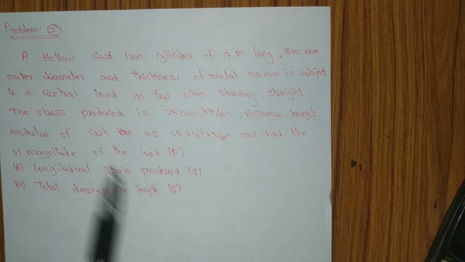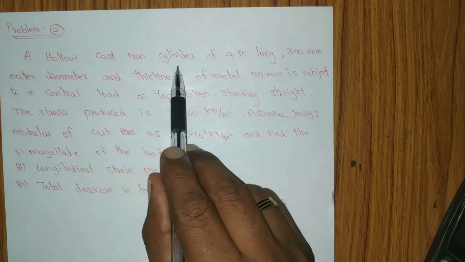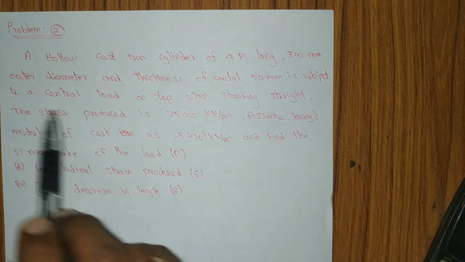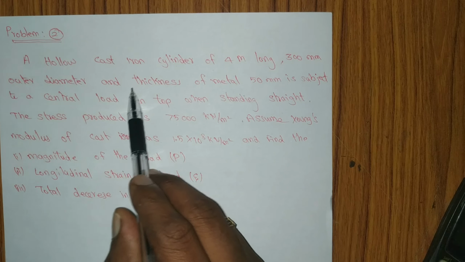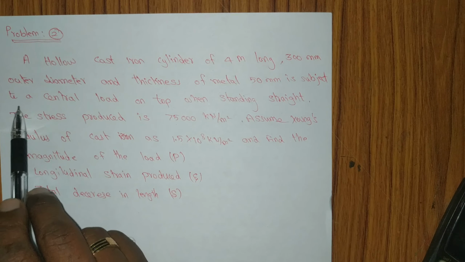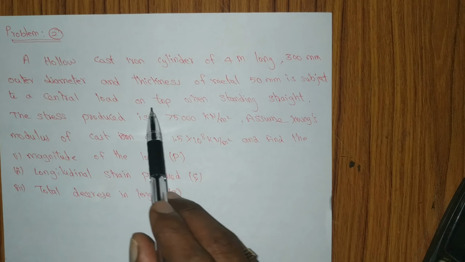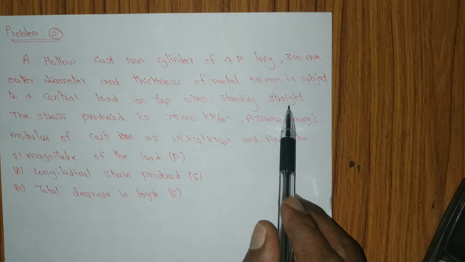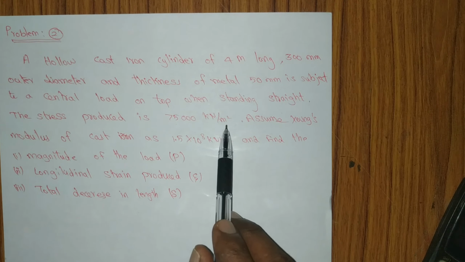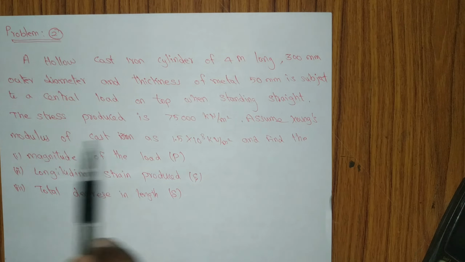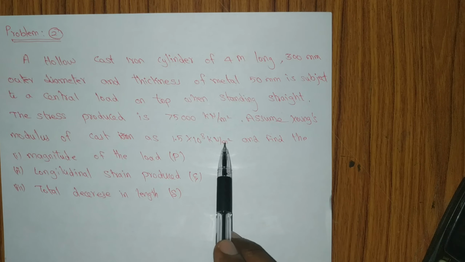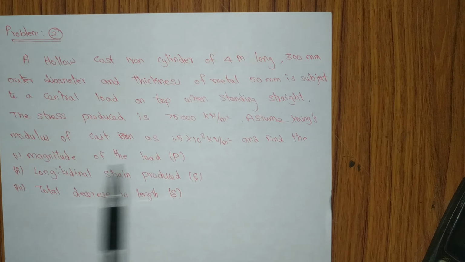In this problem, a hollow cast iron cylinder of 4 meter long, 300 mm outer diameter and thickness of metal 50 mm is subjected to a central load on top when standing straight. The stress produced is 75,000 kilonewton per meter square. Assume Young's modulus of the cast iron as 1.5 × 10^8 kilonewton per meter square and find the following.